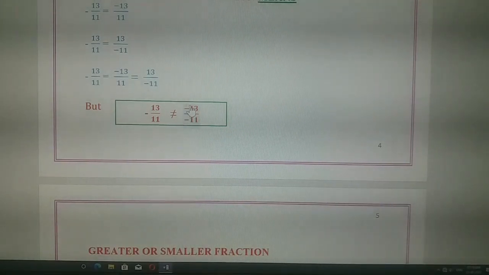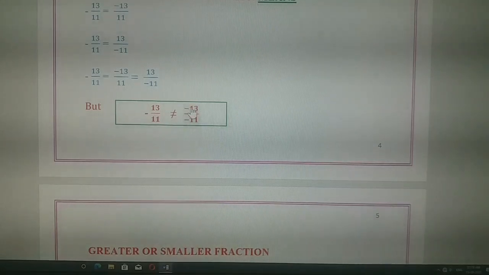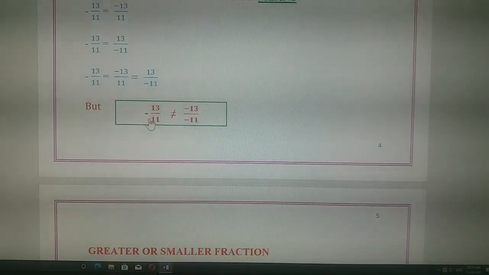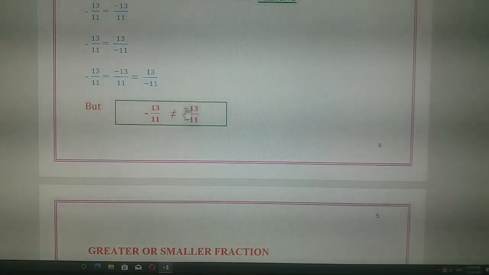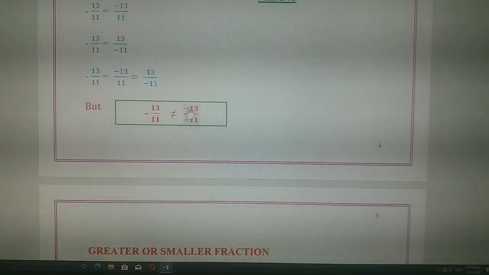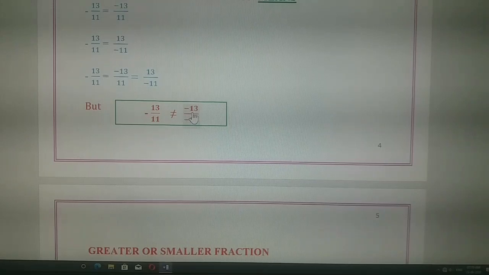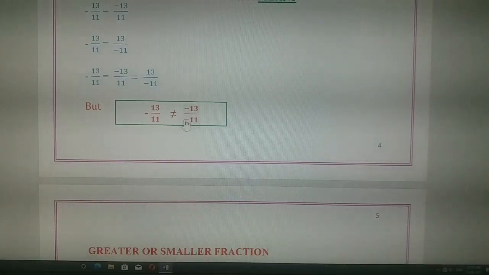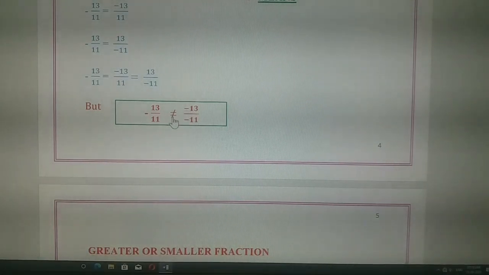If both the numerator and denominator have the negative sign, they get cancelled because of the division rule of integers and they become a positive fraction. So this is a negative fraction, and if both the numerator and denominator have the negative sign, then it becomes a positive fraction. So they won't be equal. I have written here minus 13 upon 11 is not equal to minus 13 upon minus 11. This is the not equal to symbol.